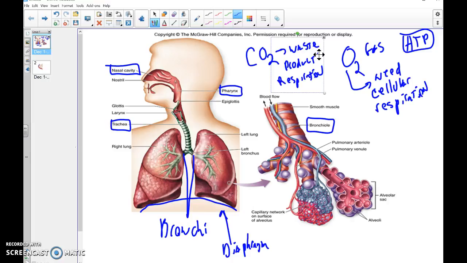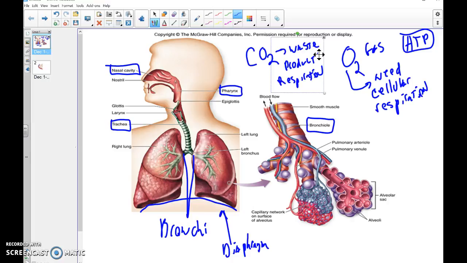And if you recall from the very beginning of the year, one of the things we talked about is that all organisms must maintain homeostasis. And maintaining homeostasis is keeping a consistent blood pH level. And so that's why you have to get rid of this carbon dioxide that's a waste product of cellular respiration.